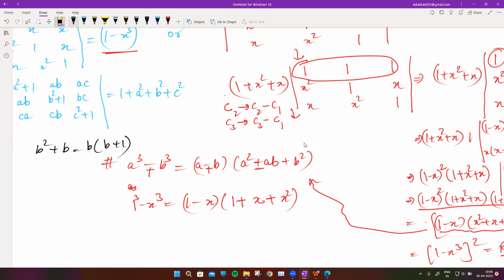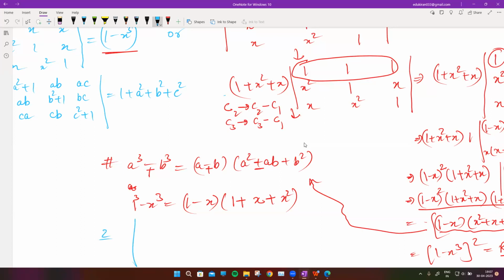Now I would use the same fact to reduce this determinant. I'm thinking that I cannot take a common from the first row. But what if I multiply the whole of column 1 with a? I can do that. I can multiply a determinant with anything.